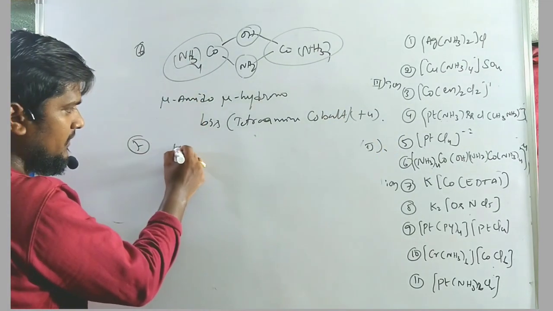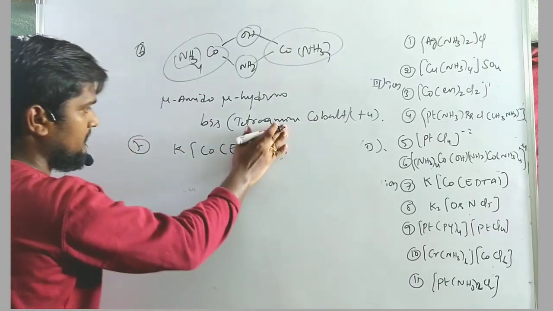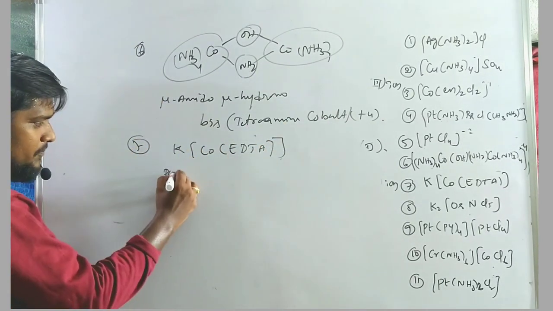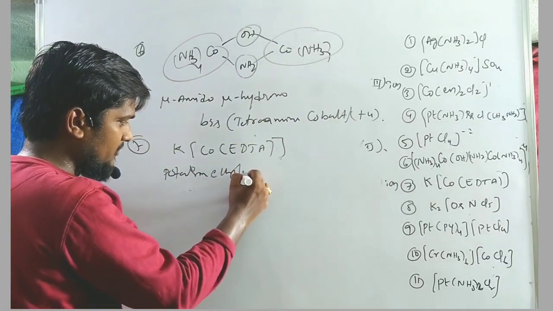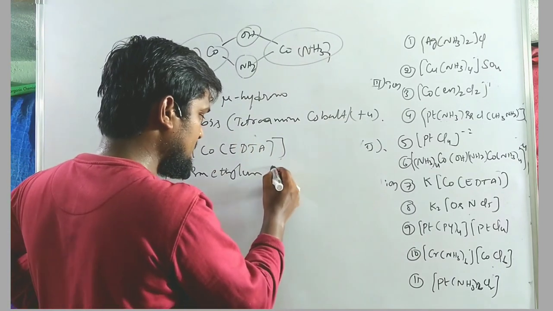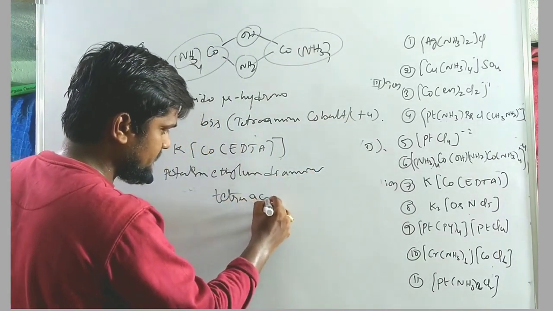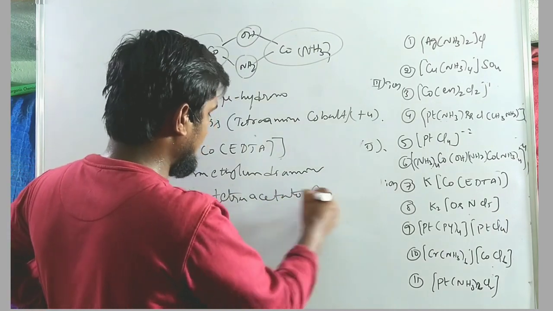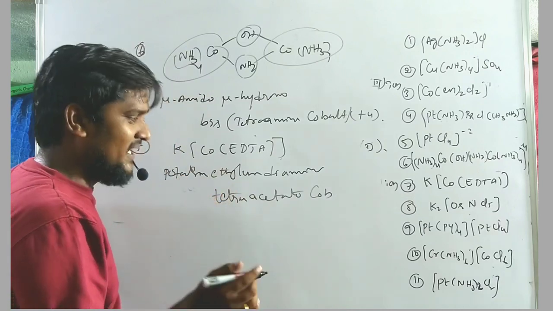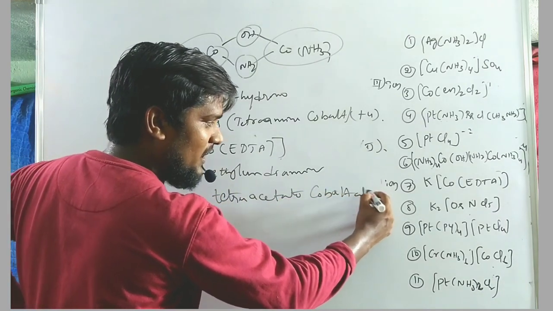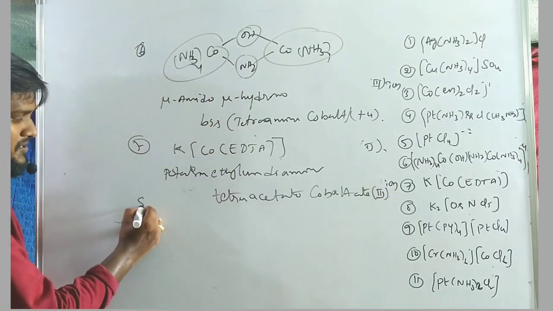Now the seventh one is potassium [Co(EDTA)], potassium Co EDTA. EDTA means ethylenediaminetetraacetate, which is present only one time. Here plus on potassium, and the complex has the negative charge, that's why the name ends with cobaltate, cobaltate with oxidation state 3.